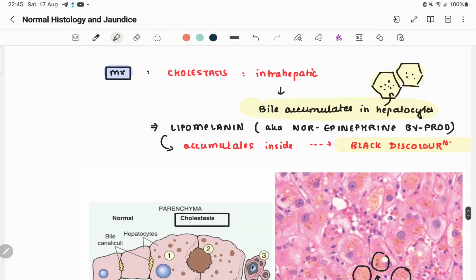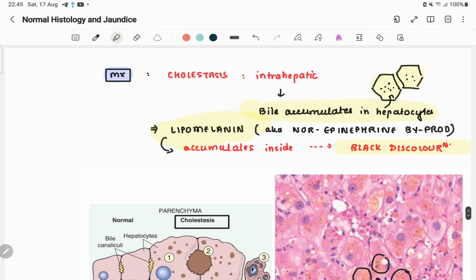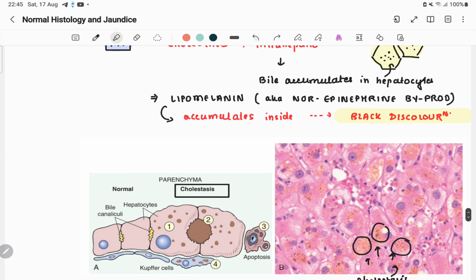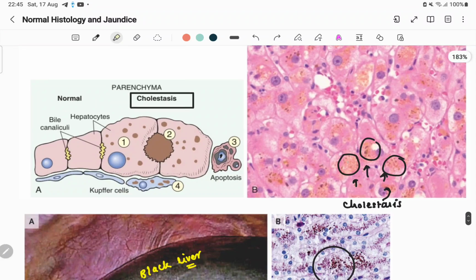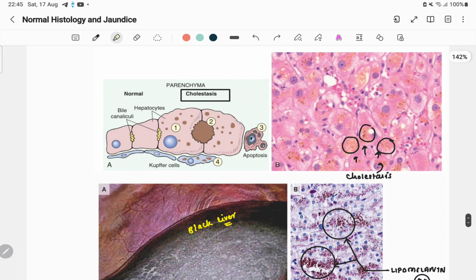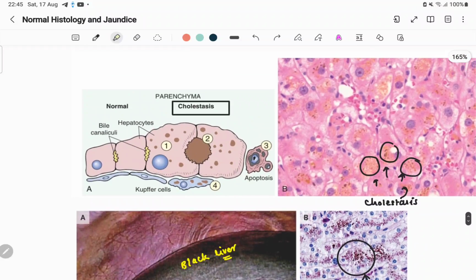Okay, and this lipomelanin pigment is also present over here. You can see the black spots here, right? This lipomelanin, which is the norepinephrine byproduct, accumulates inside, giving a blackish discoloration. You can see over here, these are the hepatocytes, and here the yellowish tinge you can see. These are the cholestasis, that is, the bile is now not able to exit the hepatocyte. Here you can see the cholestasis and how it is occurring.